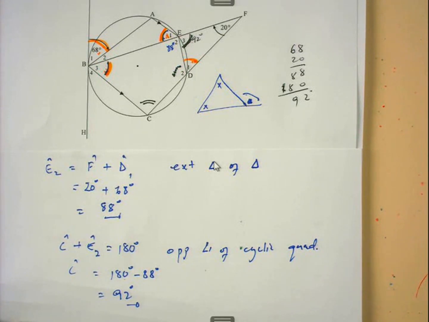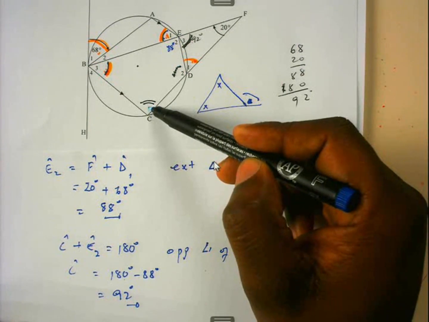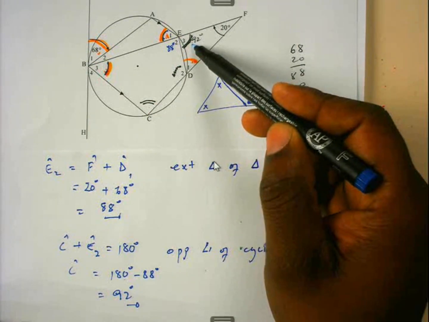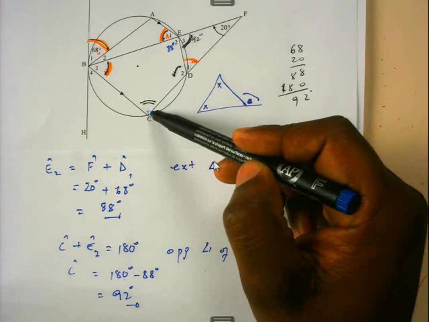Good. So angle C becomes 92 degrees. And we are here because angle C is 92 degrees. Already you could see that angle E is 92. The exterior angle is equal to the interior opposite angle of a cyclic quadrilateral.